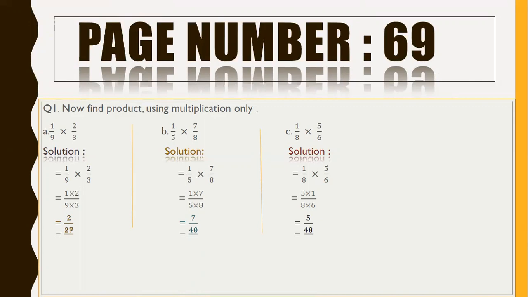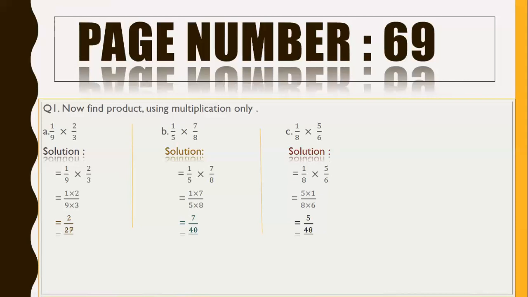1 over 5 multiplies 7 over 8. Same. Two numerators 1 and 7, denominators are 5 and 8. So we multiply 1 with 7 and 5 with 8. 1 seven is 7, 5 eights are 40. 7 over 40 is our required fraction.